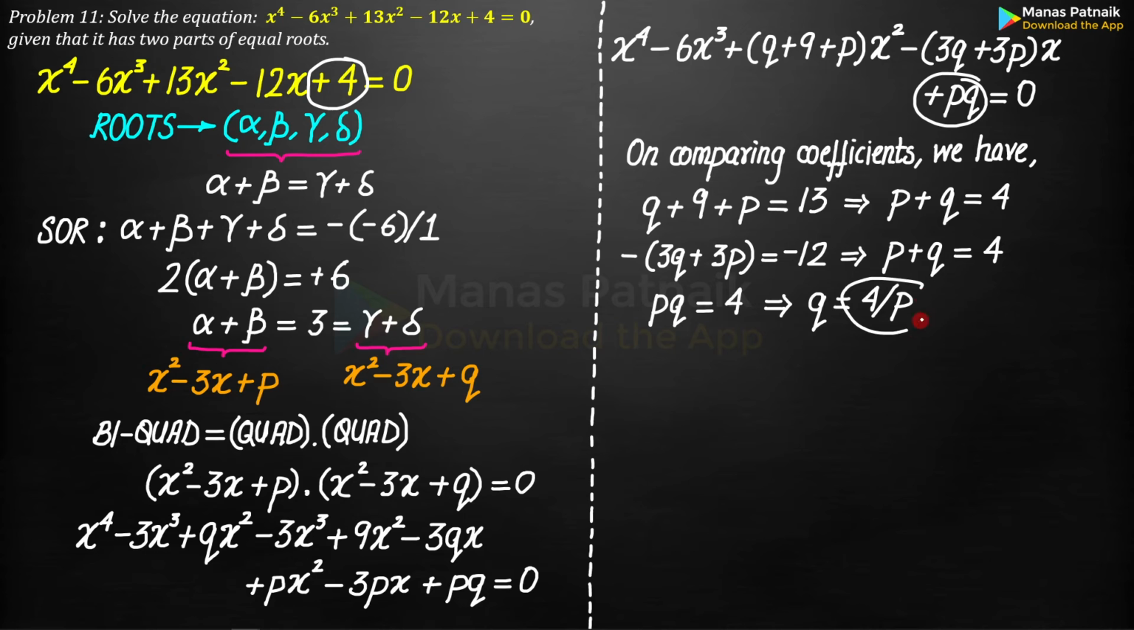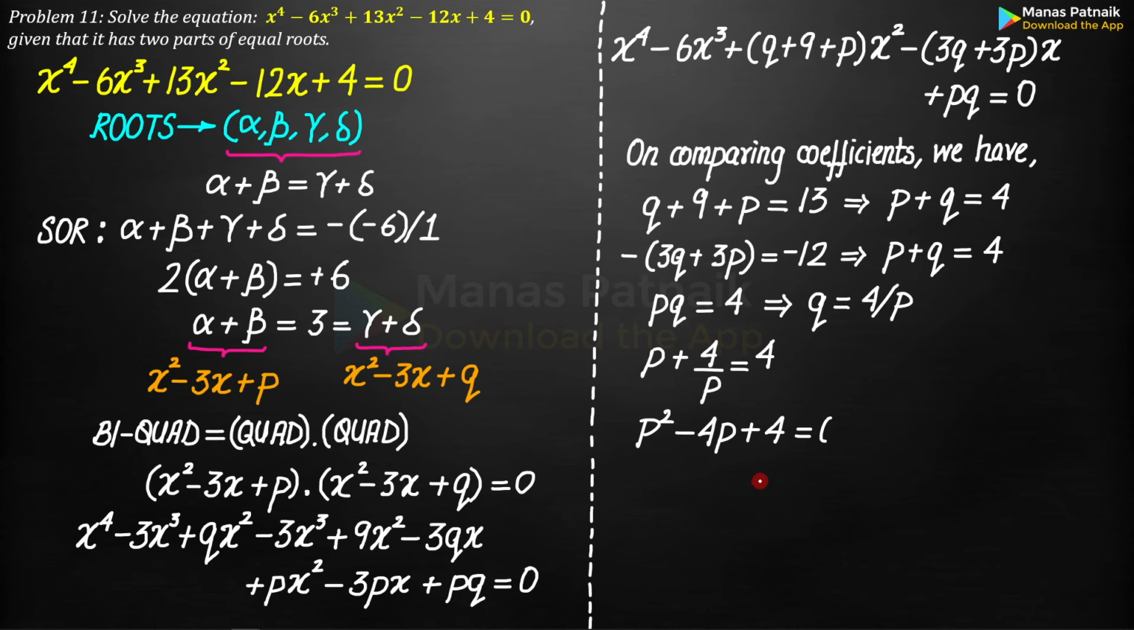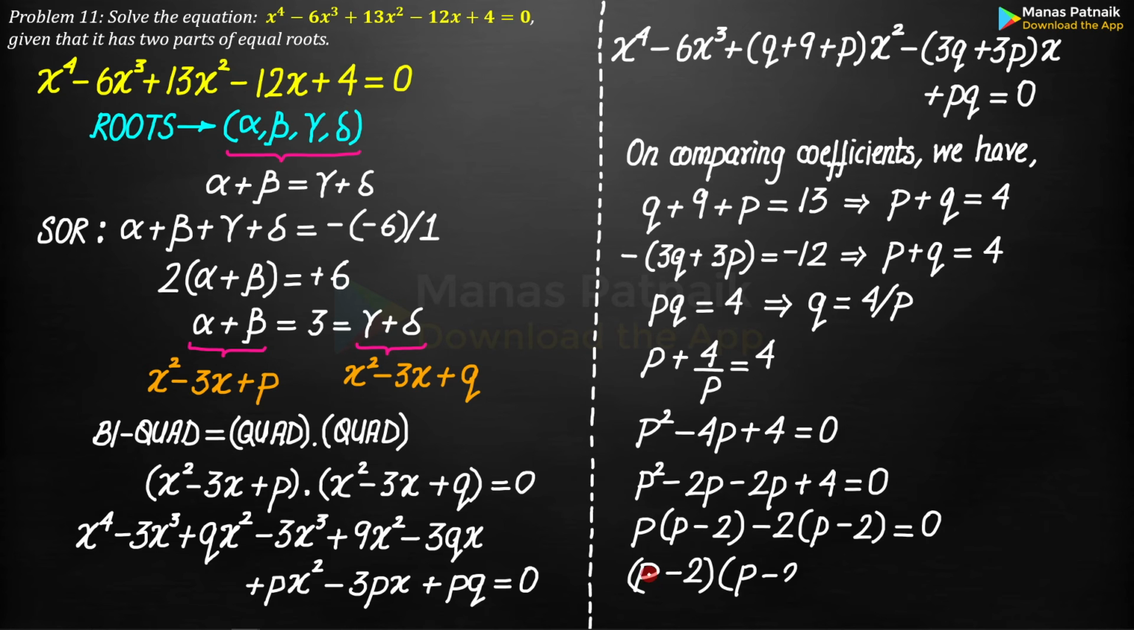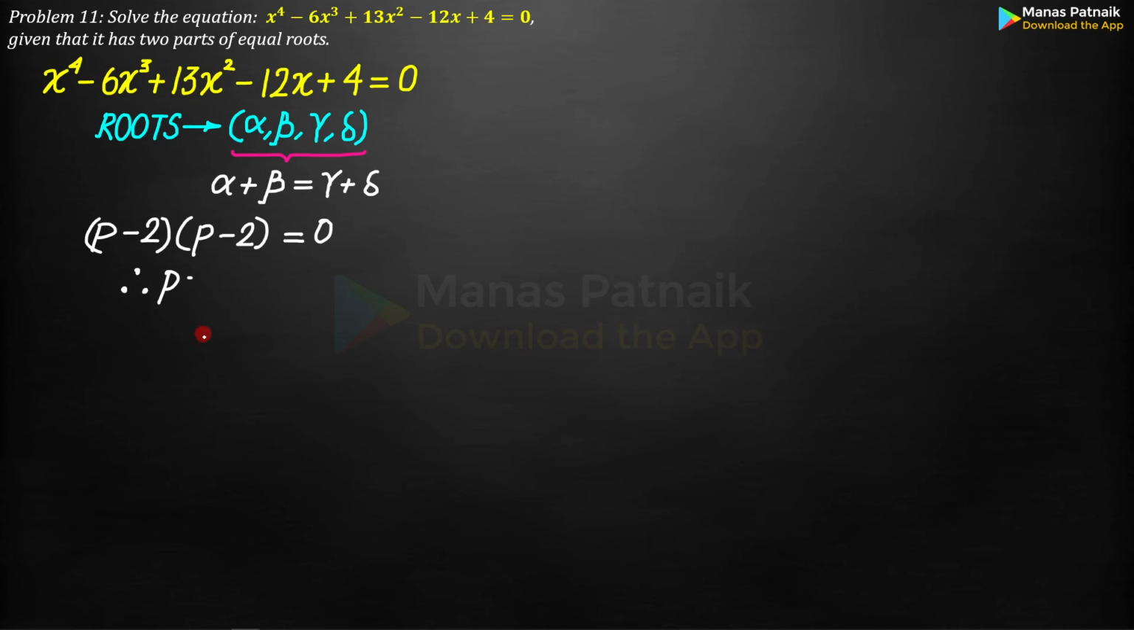You can plug in this value of q into this equation over here, so that p plus 4 over p is equal to 4. Now this is going to indeed become a quadratic. You can multiply both sides by p. So p square plus 4 is equal to 4p. Simplify then. p square minus 4p plus 4 is equal to 0. Basically p square minus 2p minus 2p plus 4 is equal to 0. Take p as common. Okay, p minus 2, p minus 2. And basically p is equal to 2. This is what we get.